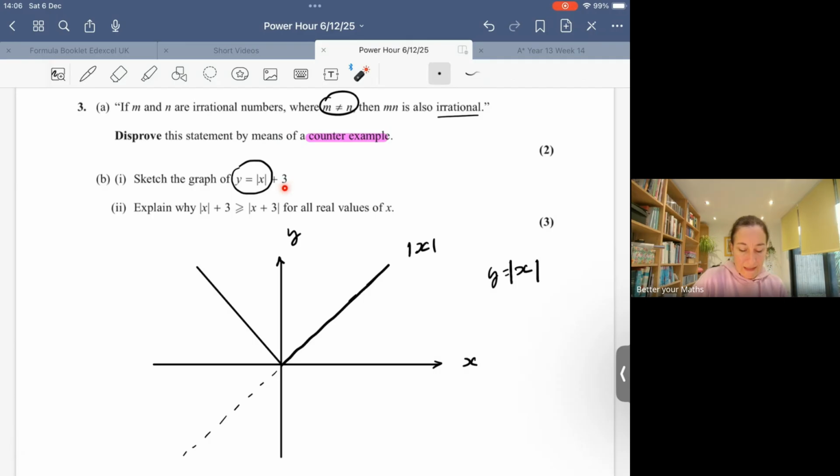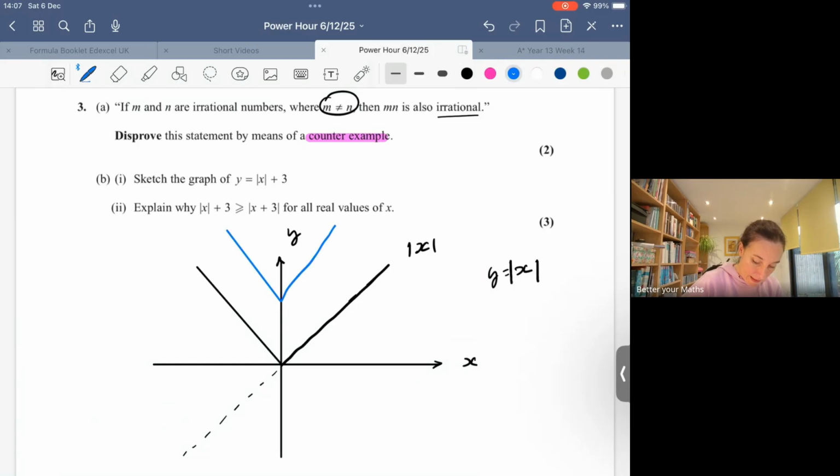What I'm doing when I'm adding 3, who can tell me? You unmute, or tell me in the chat what I'm doing when I'm doing plus 3. Up by 3, that's it. So adding 3 means I'm moving up 3. So this function here is this one.